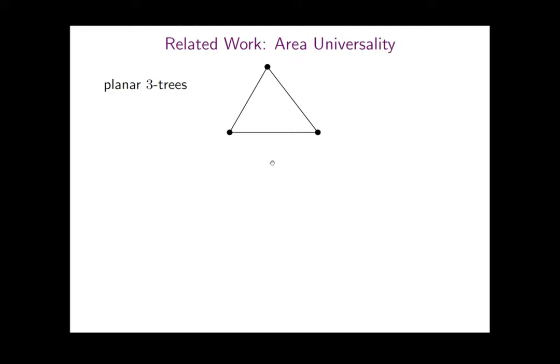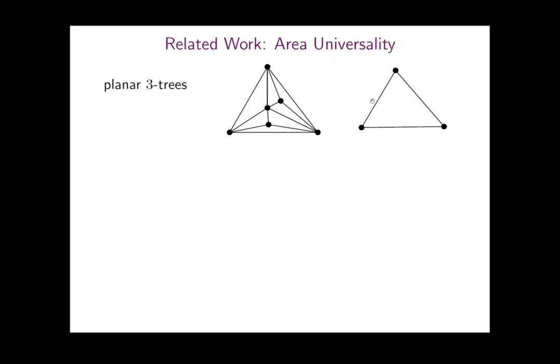So what has been done on this concept of area universality? A folklore result, as far as I know, is that planar 3-trees are area universal. So what are planar 3-trees? A triangle is a planar 3-tree, and then you take any face, in this case the triangle has only one face, insert a vertex and connect it to its neighbors in the face. Then you take the next face, place in a new vertex, make edges to the neighbors, and so on and so forth. There are many names for it, so that's why I defined it. You might have heard this under another name.